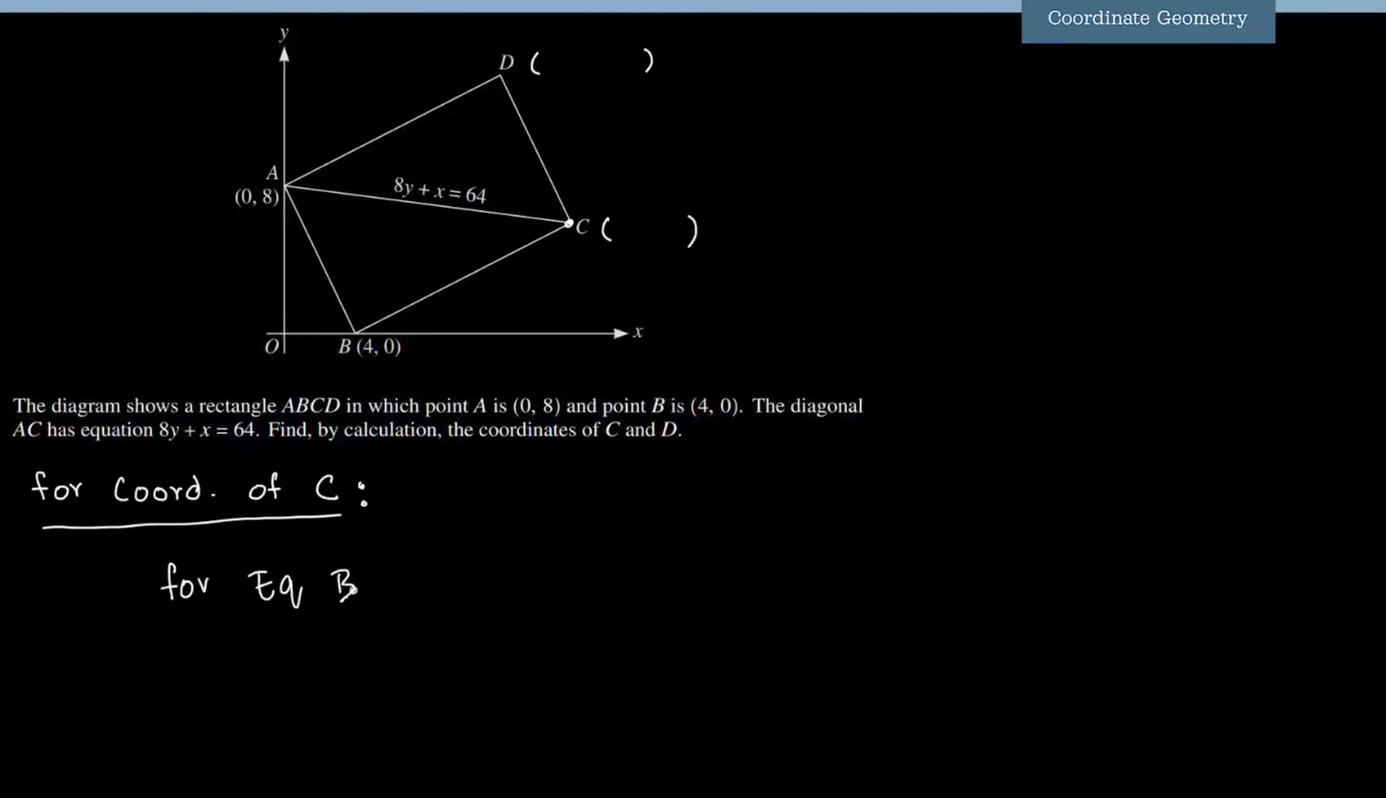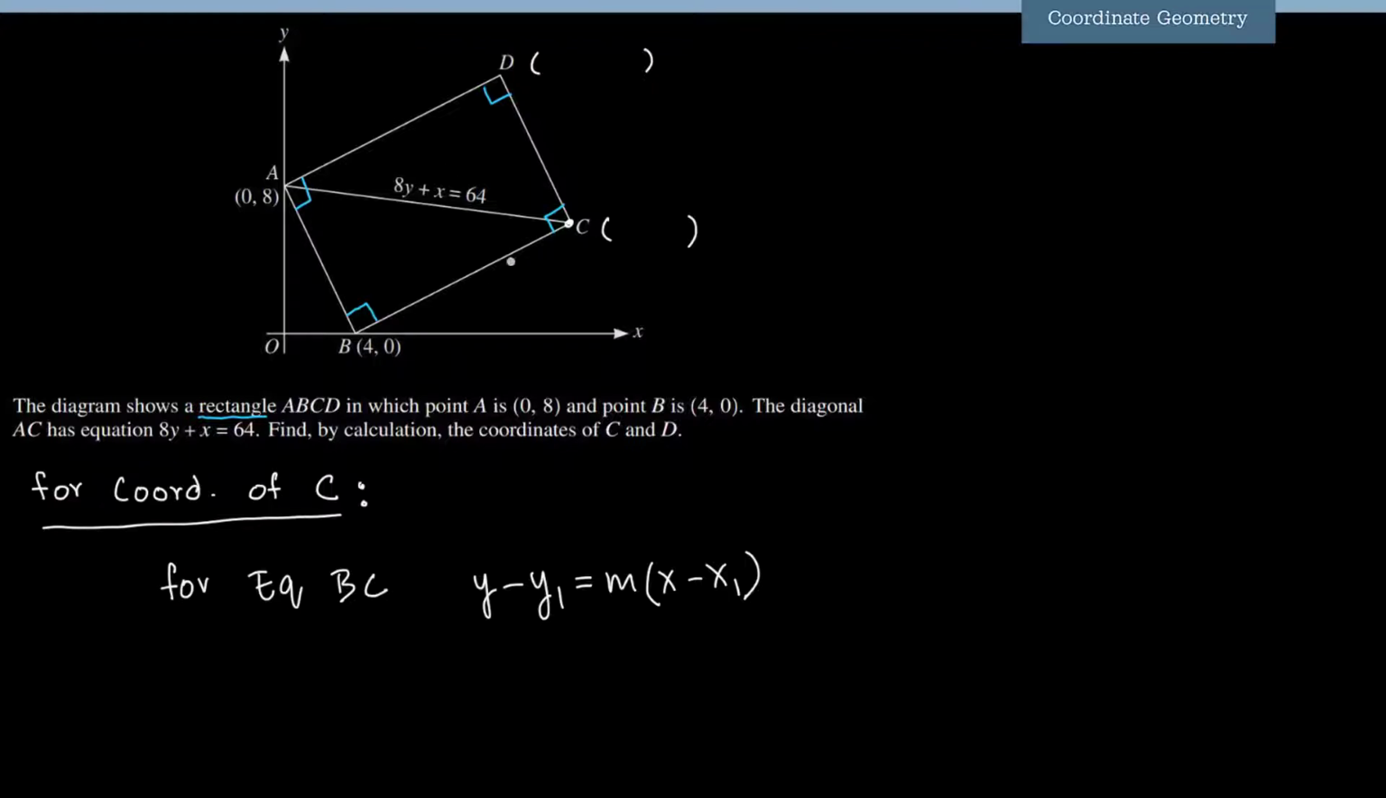For the equation of BC, I'm going to use the formula y - y1 = m(x - x1). To use this formula, I need to know the gradient of line BC, and there's only one point which is known on this line. So I can't use the formula of the gradient to find the gradient of BC directly, but what I can do is use the fact that there is a 90-degree angle between these two lines, because I know that this is a rectangle, and in a rectangle all angles of the vertices are 90 degrees.